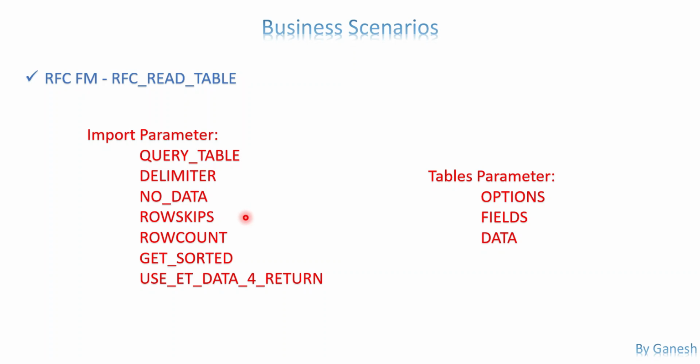Row skips is a static counter. Like if I want to skip the first 5 rows, or the first 7 rows, you can give some number, and it will skip that many rows as entered in this parameter. Row count: what is the max count you need?